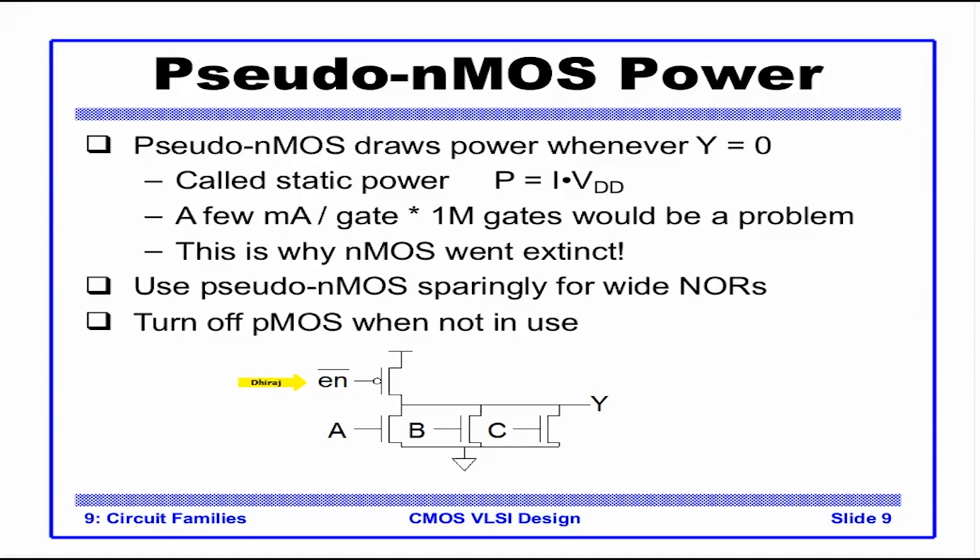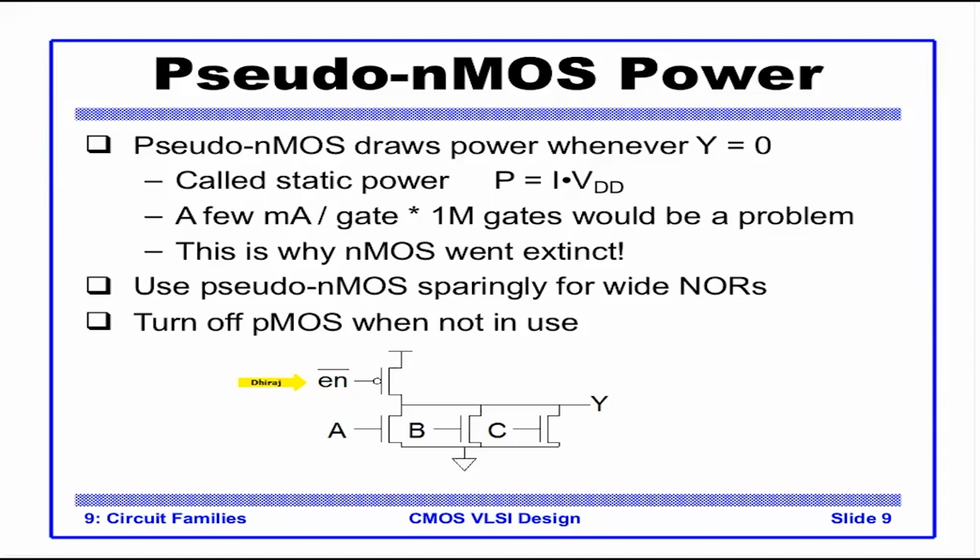What this does is, it gives us a NOR which is lower in area. Obviously we have an extra circuit for enable, but that is a very small design. So we have a NOR which is less in area and probably faster than a regular CMOS. So this is one special case where pseudo NMOS can be used.